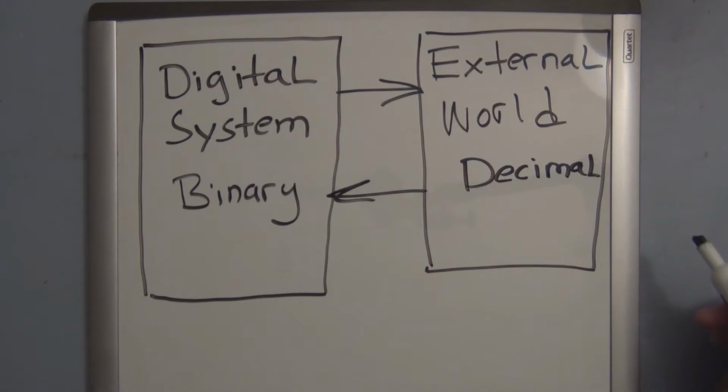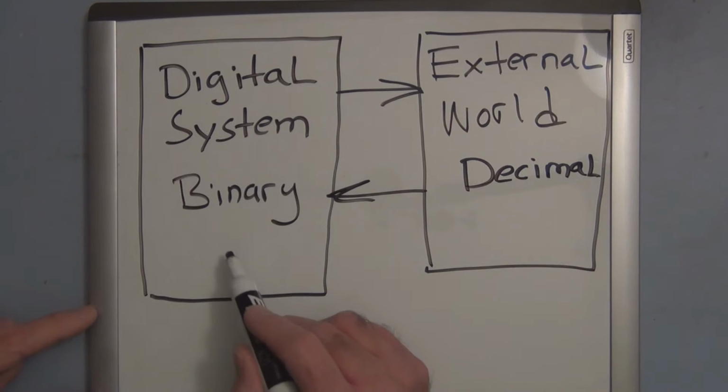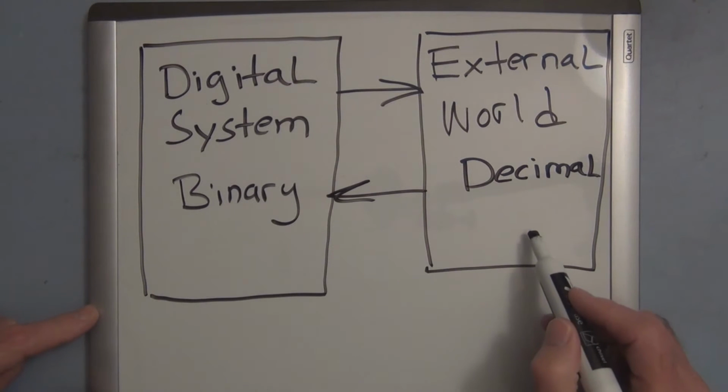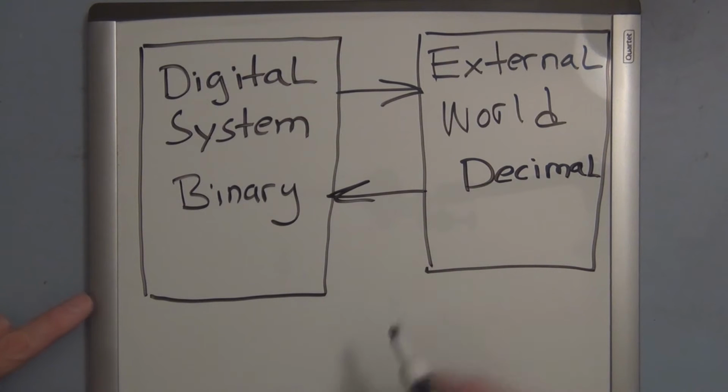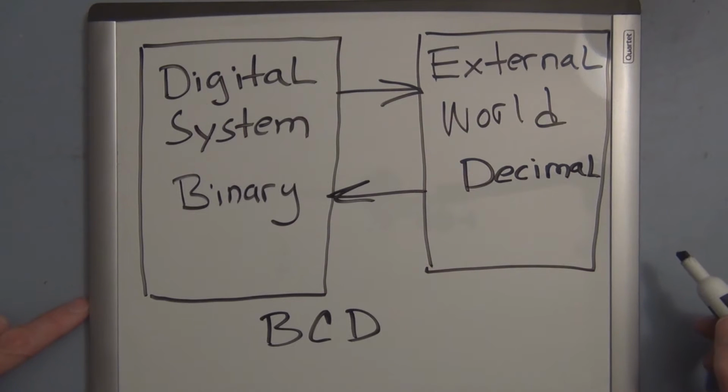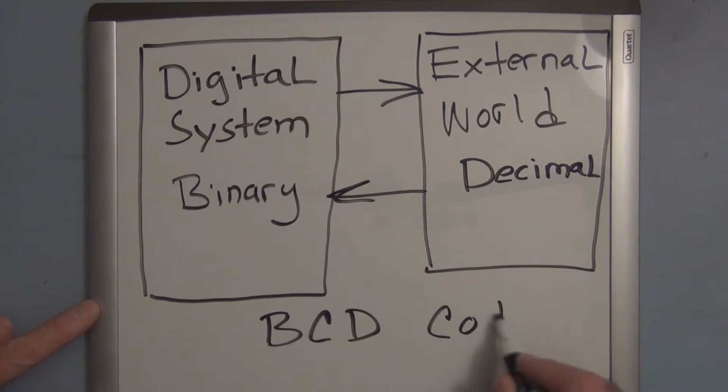So if we can come up with another number system that takes some of the binary number system and the decimal number system and combines it, maybe we can come up with a number system that will help this conversion process and make it easier from a human standpoint to be able to convert it, and also from a hardware standpoint. And the system that will help this is the binary coded decimal system, or BCD code. Let's take a look at that.